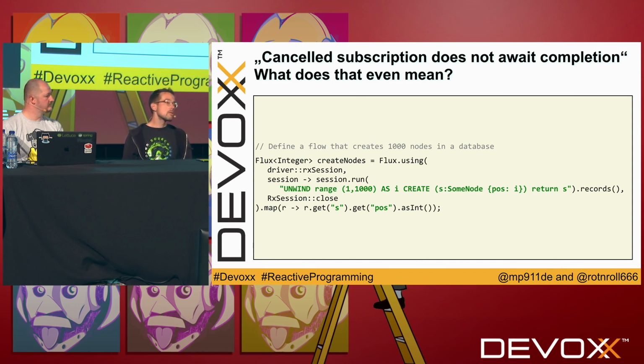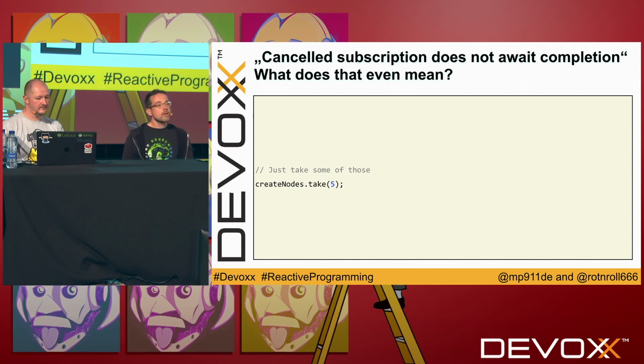Cypher is our query language for the database. And that query there creates a range of 1,000 elements and uses that index to create nodes. And then map that result into an integer so I can deal with it. And when that thing is done, the session is closed, and with it, the transaction. That's our take on auto-commit mode, by the way.